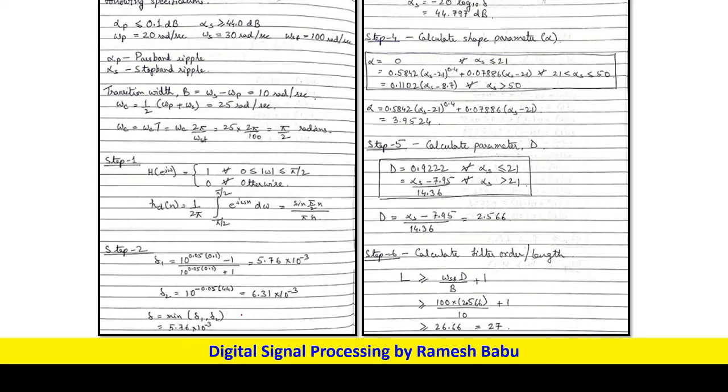Another important thing which I forgot to mention over here, if you see here, we have said delta equals to minimum of delta 1 comma delta 2. Herein we have got delta 1. In some cases you may get delta equals to delta s. If that is the case, then for the calculation of alpha s, we will be directly using delta s. So this delta would be replaced with delta s.